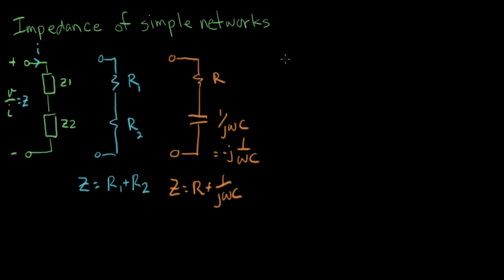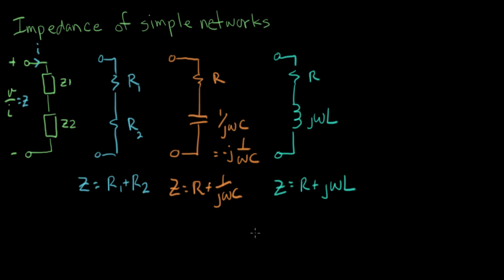Let's do another one. Let's do an inductor combination. So we'll do a resistor and an inductor. Like that. So the impedance of a resistor is R. The impedance of an inductor is J omega L. And I can write the combined impedance of this the same way. It's a series impedance. So I can do R plus J omega L.